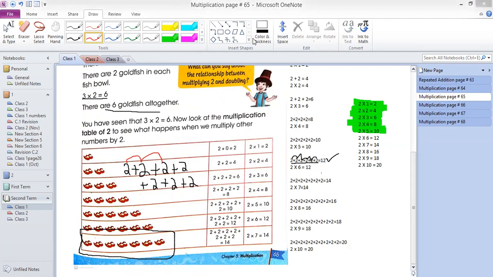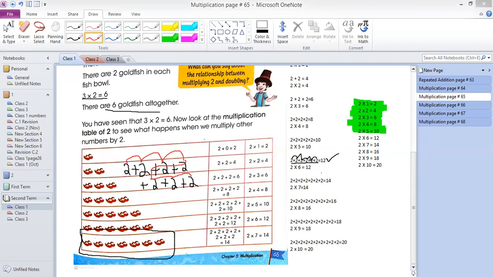I am asking you to add with me. Tell me, 4 plus 2 equals 6. And 6 plus 2 equals 8. 8 plus 2 equals 10. 10 plus 2 equals 12. And 12 plus 2 equals 14. So if you add 2 seven times, you will get 14.